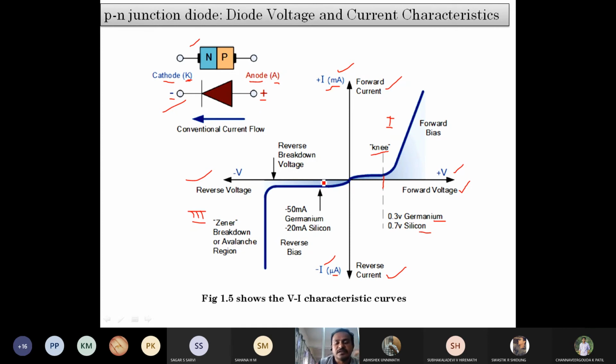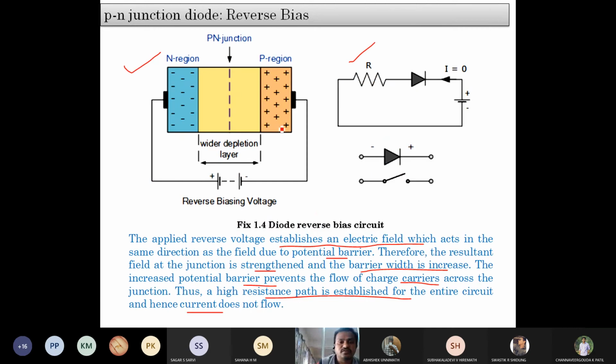Okay, similarly, for reverse bias you need to apply negative voltage. Negative voltage kodta hogtira. What is going to happen in the reverse bias? The width of the barrier goes on increasing. Ellivargu increase agutte? As you can observe here, it goes on increasing.